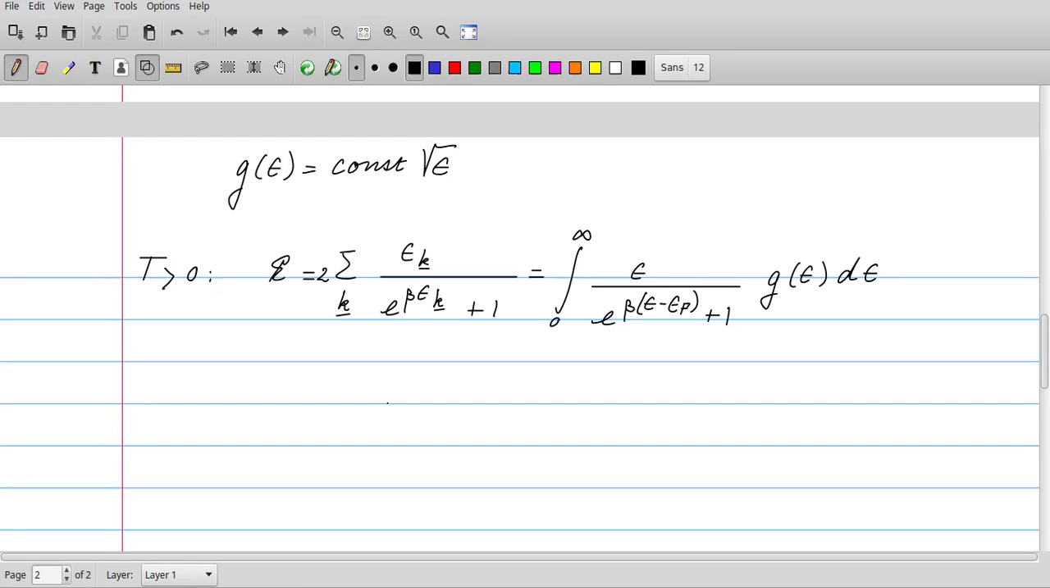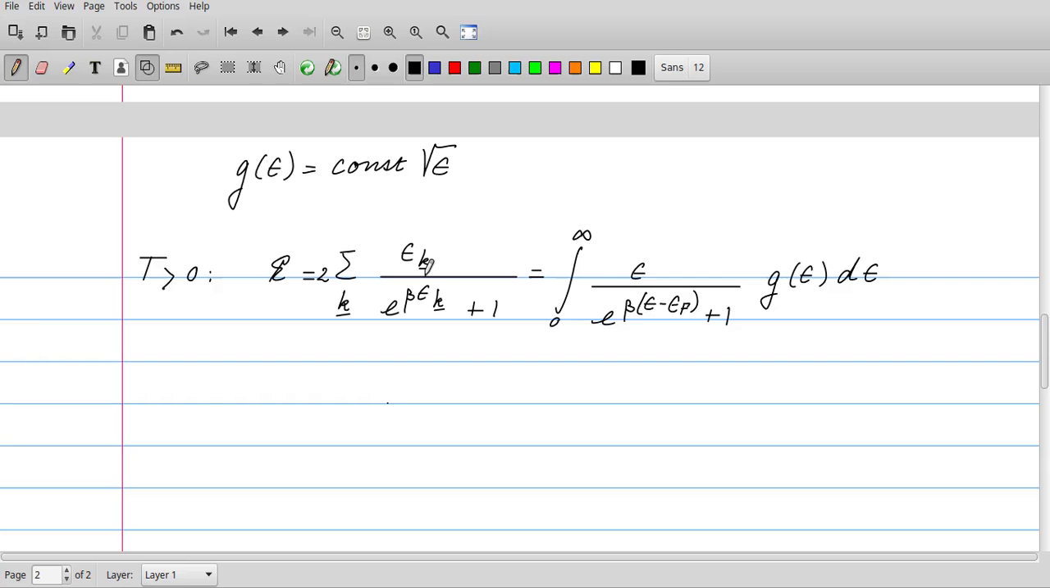So let us now have a look at the energy for temperatures above 0. Then we need to sum over all the k vectors, and all the energies are weighted by a Fermi-Dirac distribution function, so 1 over e to the power beta epsilon k plus 1. And that function at T equals 0 cuts off beyond the Fermi energy. But now it's a soft cutoff. The softness is governed by this parameter beta, which is 1 over kBT.